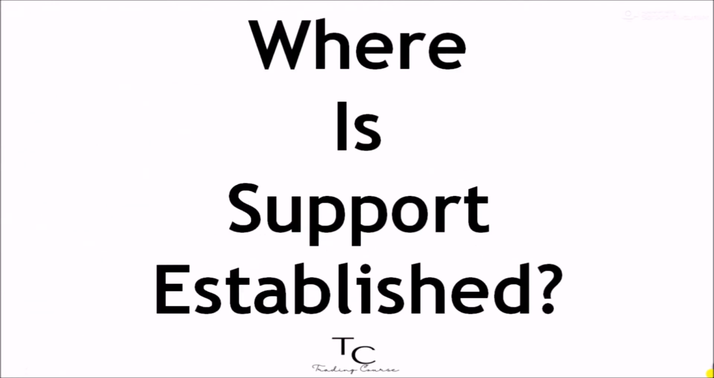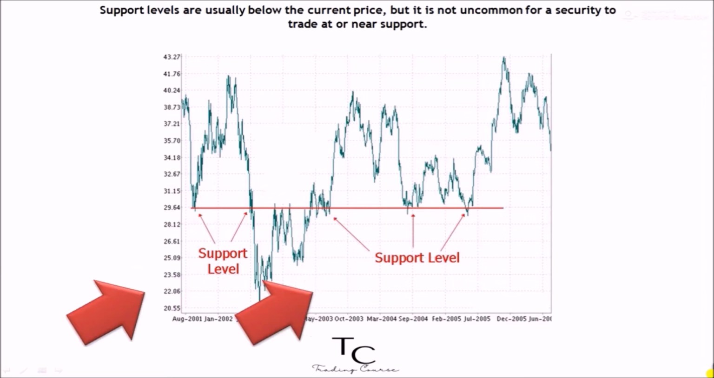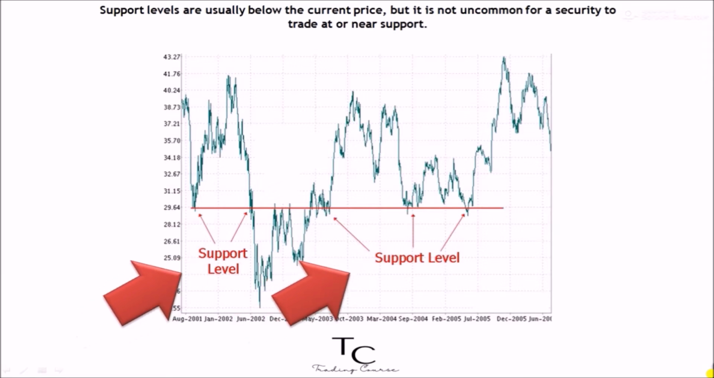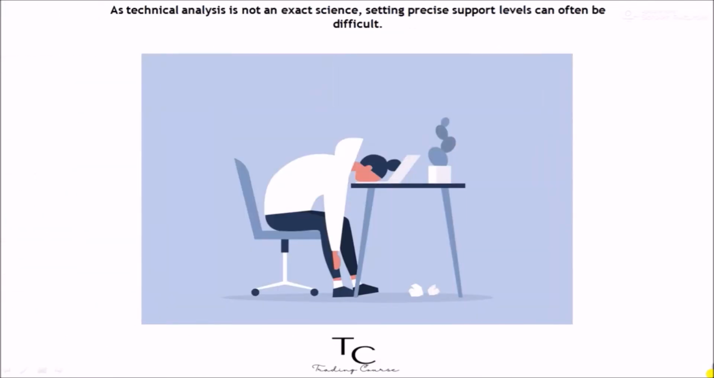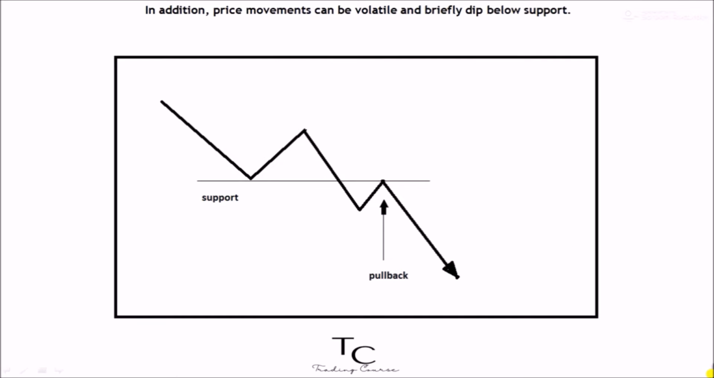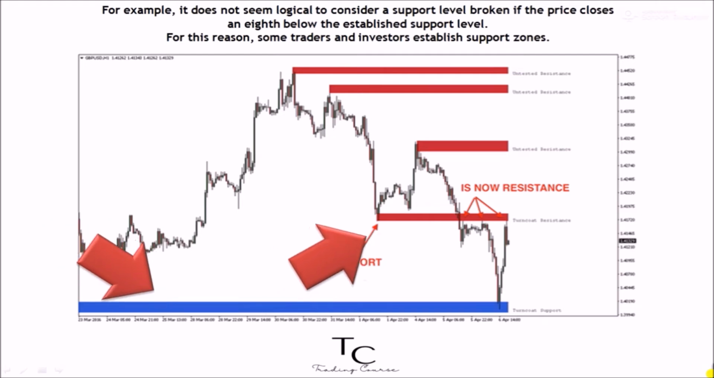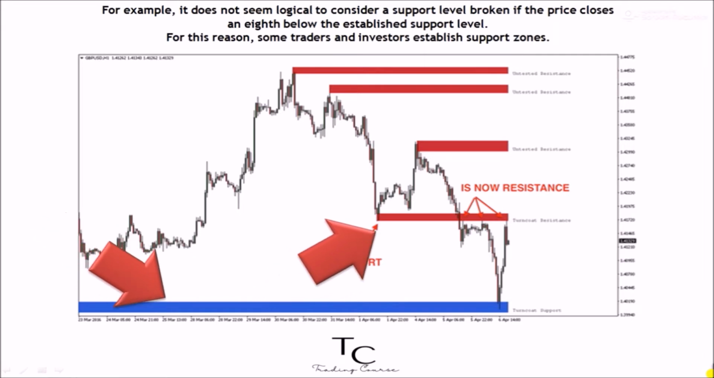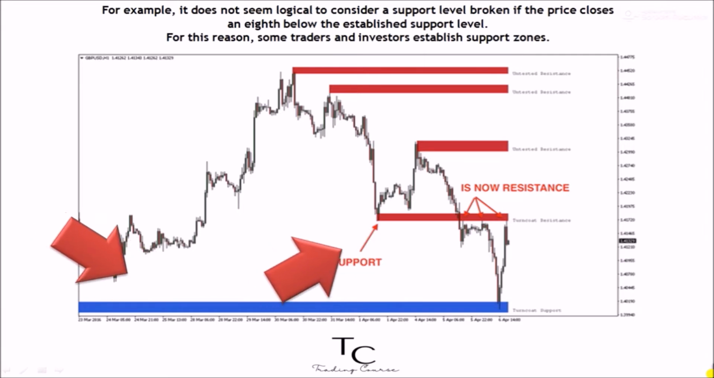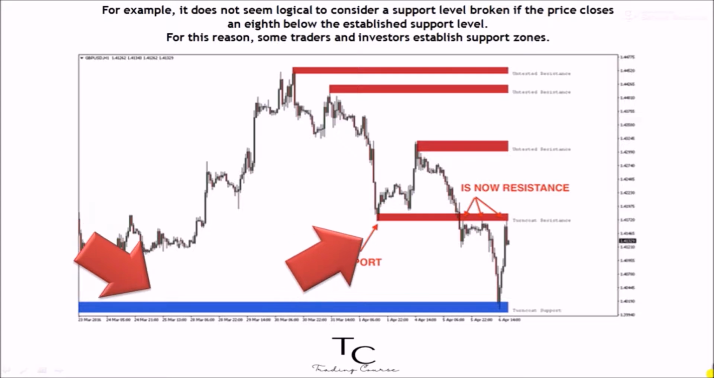Where is support established? Support levels are usually below the current price, but it is not uncommon for a security to trade at or near support. As technical analysis is not an exact science, setting precise support levels can often be difficult. In addition, price movements can be volatile and briefly dip below support. For example, it does not seem logical to consider a support level broken if the price closes an eighth below the established support level. For this reason, some traders and investors establish support zones.